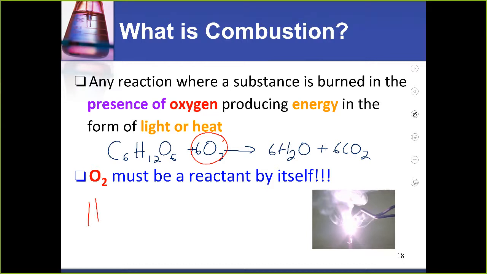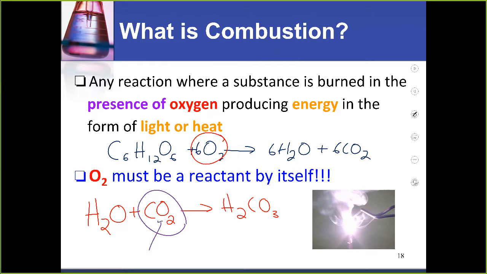Don't get confused if you're given a reaction like the one for carbonic acid that we just looked at. Some people think, because it's a common misconception, that CO2 seems to contain the O2, so this is combustion. That is wrong. It has to be elemental oxygen alone, just O2, not connected to any other element. Lots of molecules have oxygen in them, but O2 has to be alone by itself for it to be combustion.